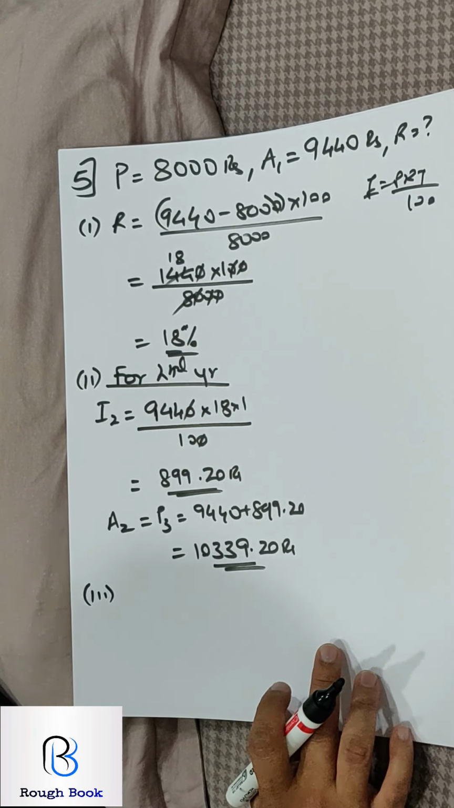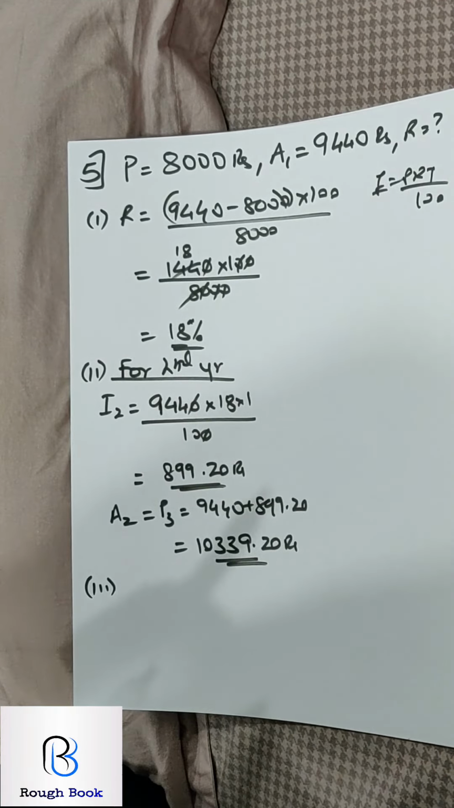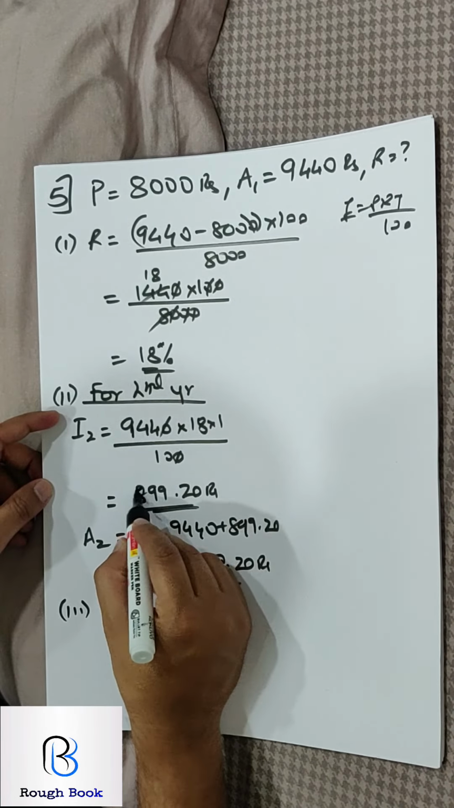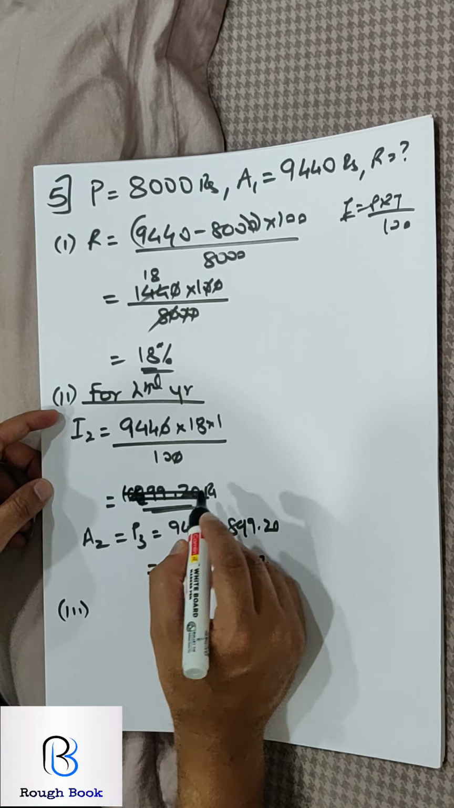Now the interest accrued for the third year. Come on, go ahead. Yeah, I'm so sorry, one small error. This is 1699.20.